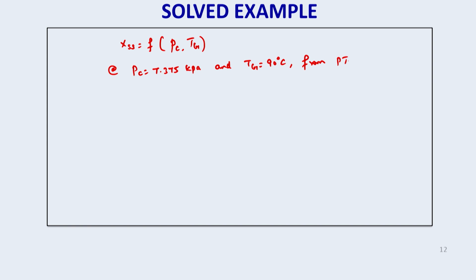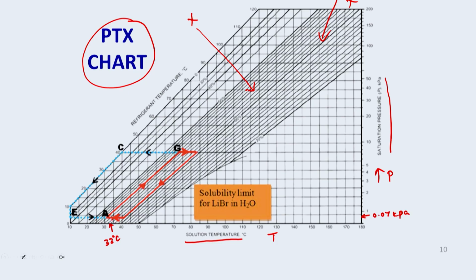From the PTX chart, the concentration of the strong solution is found again using the same chart. 90 degrees will come here, and the pressure is around 7.3 kilopascal, so that will come somewhere else here. You have to find out the intersection point.